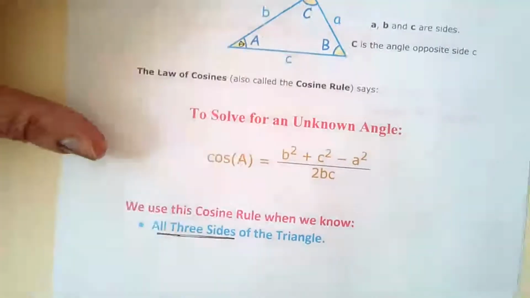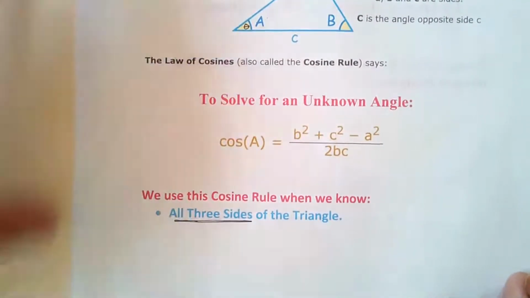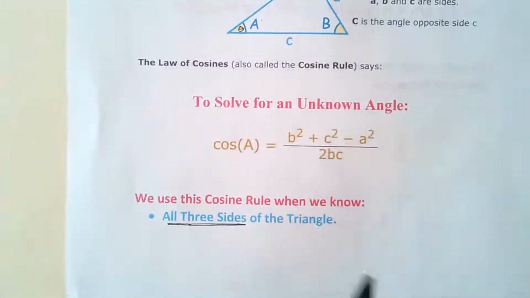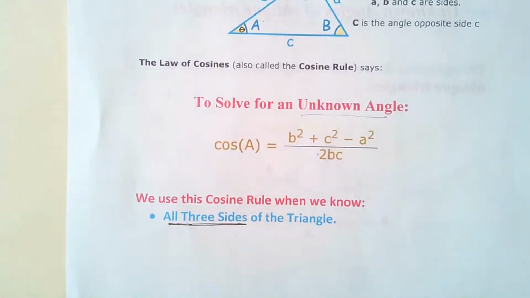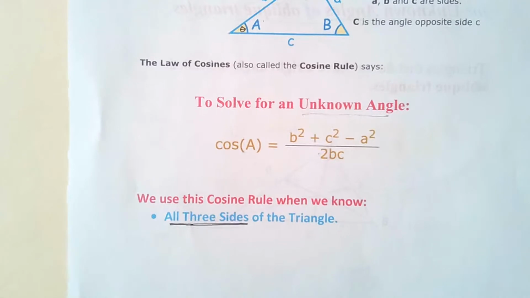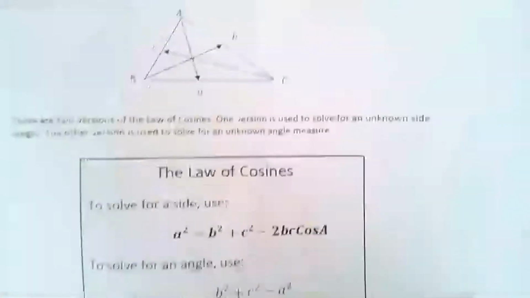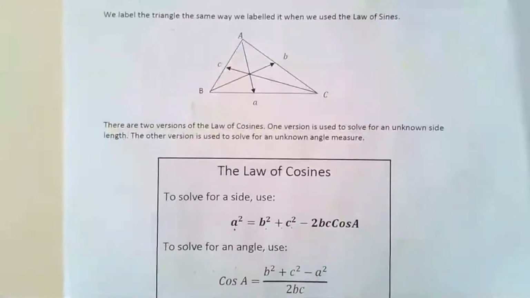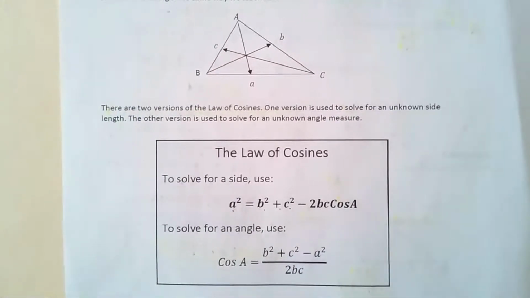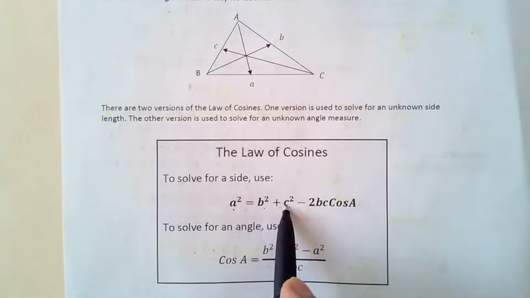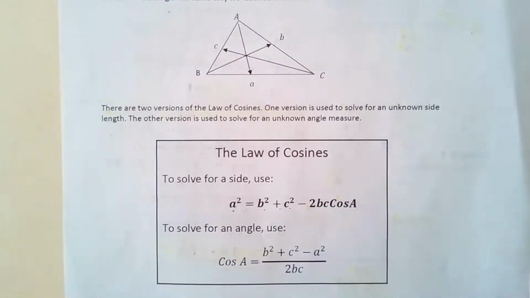So the law of cosine: for an unknown angle, we use cosine of A equals B squared plus C squared minus A squared over 2BC. And if we want to find an unknown side, we use A squared equals B squared plus C squared minus 2BC cosine angle A.